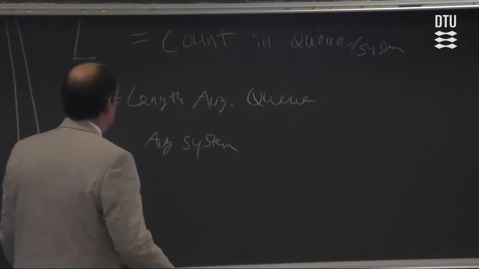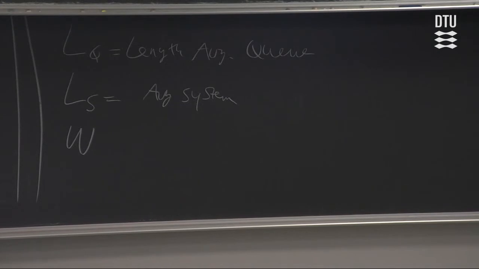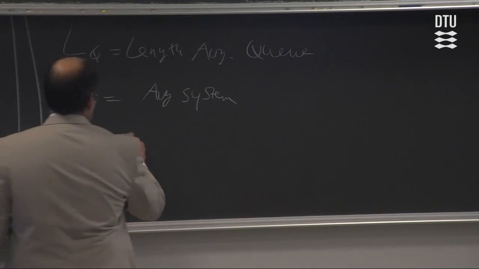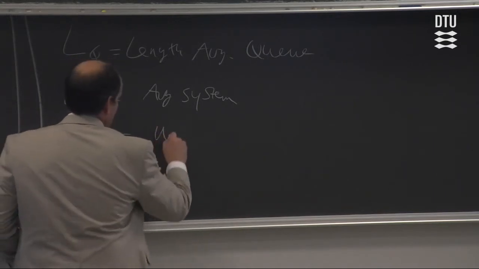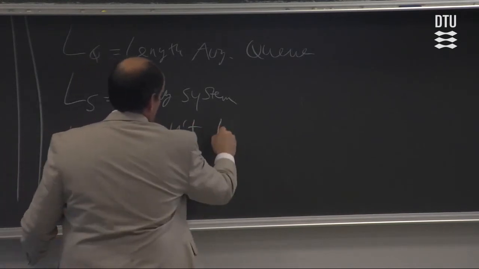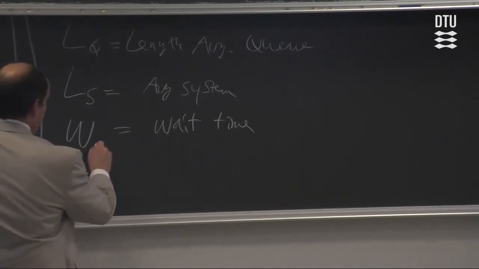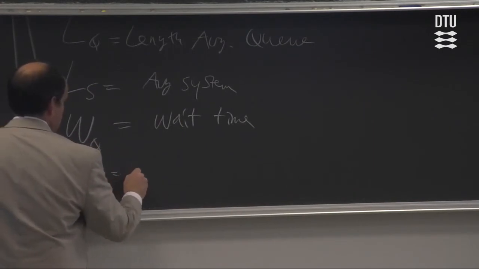Similarly, we have W in our formulas. What is W? Time. W is time. And the English analogy is wait. Not E-I-G-H-T, but A-I-T. Wait time. And it follows the same labeling. So we have W subscript Q for wait time in the queue, and W subscript S for wait time in the system.